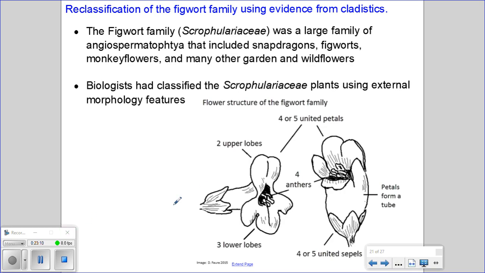So reclassification has happened. The example that IB wants you to know about is the reclassification of the figwort family using evidence from cladistics. So the figwort family, the Scrophulariaceae, was a large family of Angiospermophyta that included snapdragons, figworts, monkey flowers, and many other garden and wildflowers. Biologists had classified the Scrophulariaceae plants using external morphology features. This diagram shows the features that were used to classify these plants.